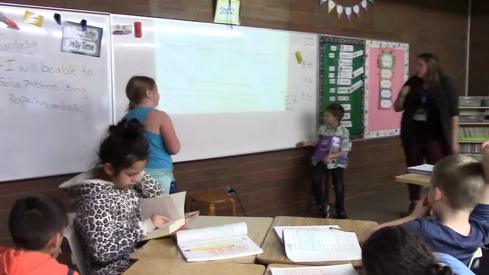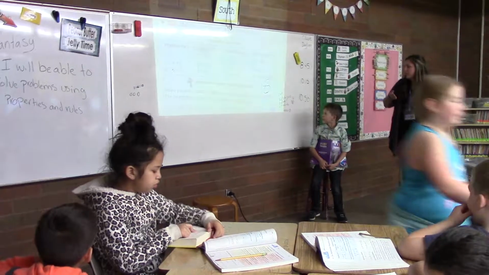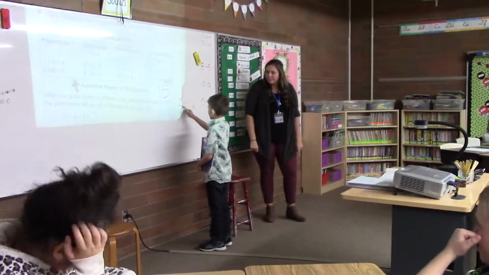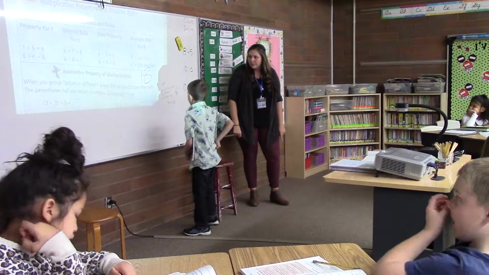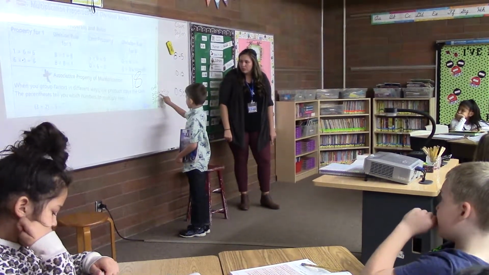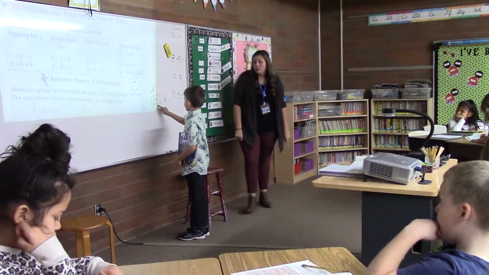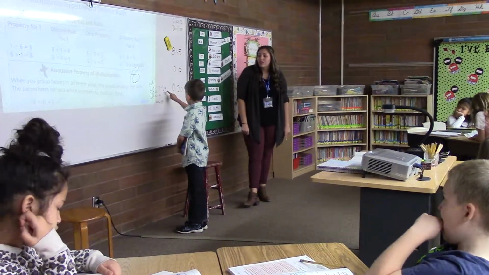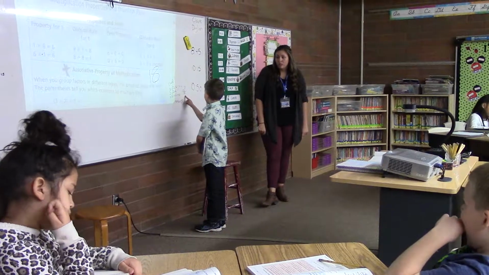Perfect. Thank you. Okay. Michael, tell us what you did. I did 2 times 3, 3 times. For all of them I got 6. I did 6 plus 6, which equals 12. I guess 6, which is just 6. I did 12 plus 6, which equals 18.